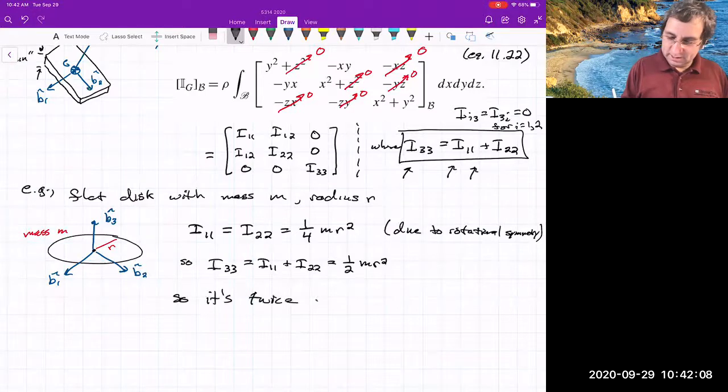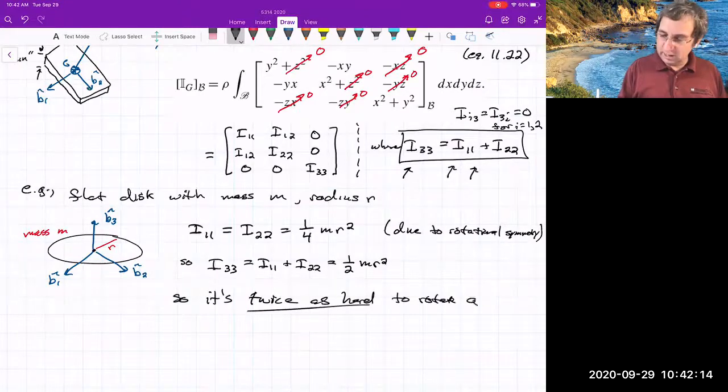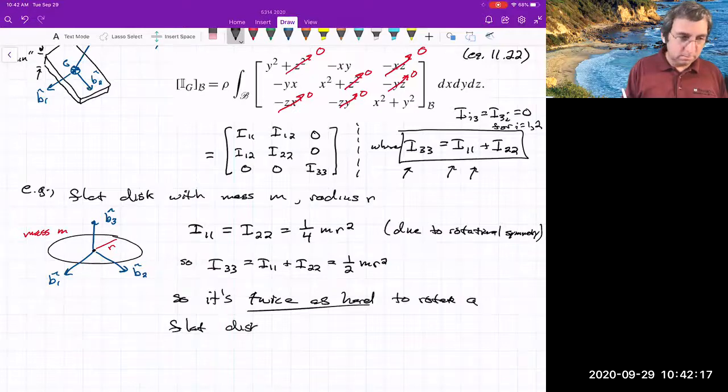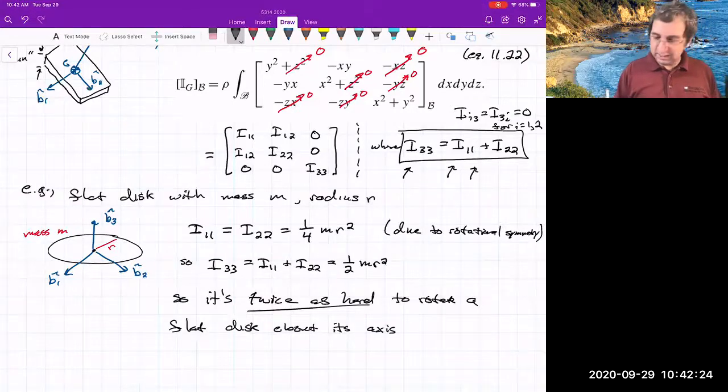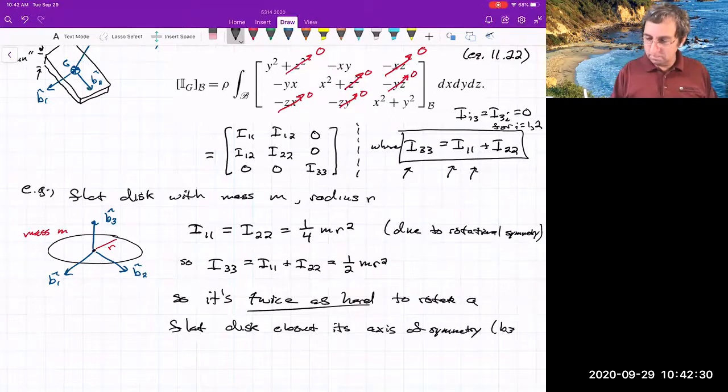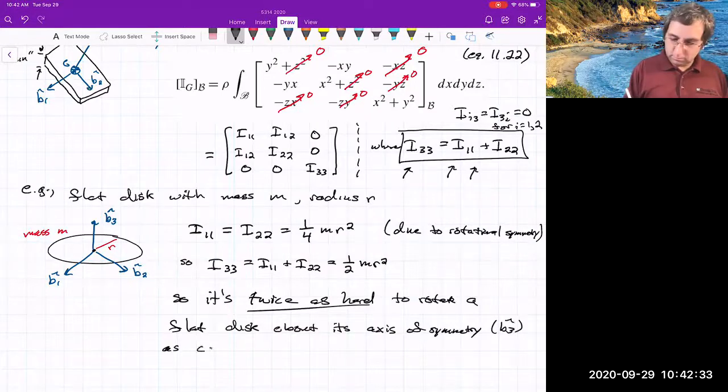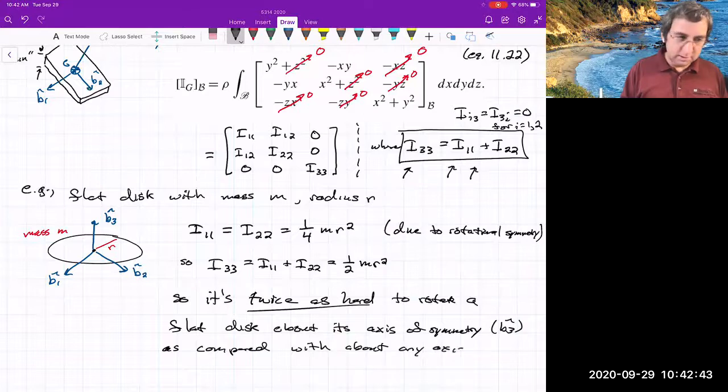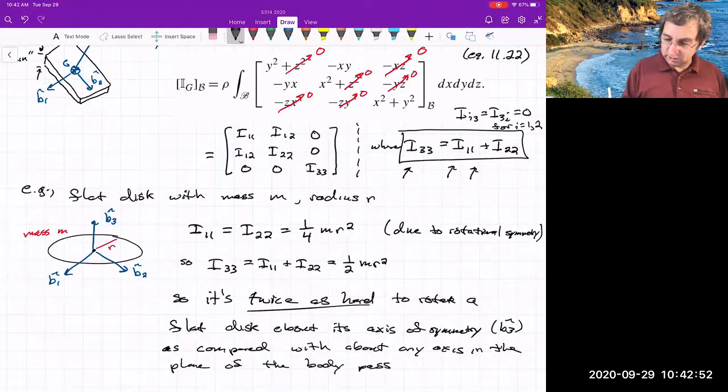So it's twice as hard to rotate a flat disk about its axis of symmetry, basically the direction normal to it, as compared with about any axis in the plane of the body passing through its center.